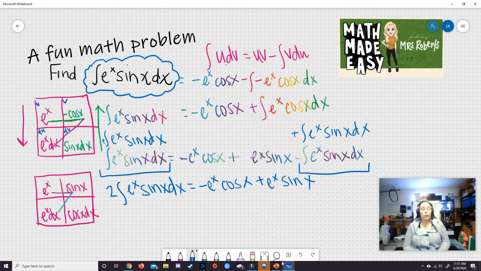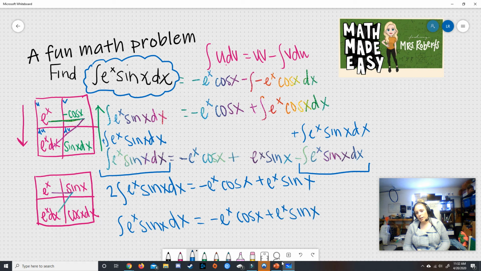Now, I am searching for the integral of e to the x sine x dx. Is there any way to get that alone? Yeah, I could divide by 2. And if I divide by 2, then what I'm left with is the integral of e to the x sine of x dx equals negative e to the x cosine of x plus e to the x sine of x, divided by 2. And we solved it because we have e to the x sine of x dx by itself.